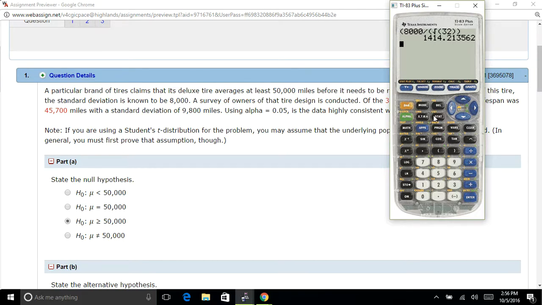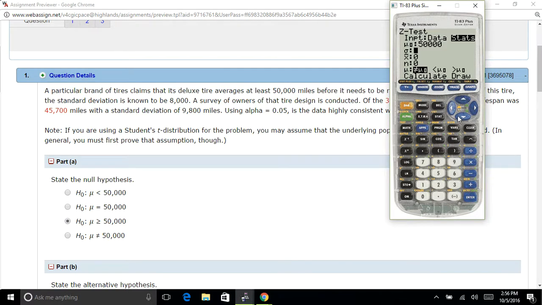So here I go. I'm going to go stats, I'm going to go over to test, and I'm going to choose z-test. I'm not putting in data, so I go over and hit enter for statistics, or stats. It needs to be blinking so you know that it's been chosen. Now I'm going to put in my population mean, which is, let me clear that whole thing, going to be 50,000 miles.